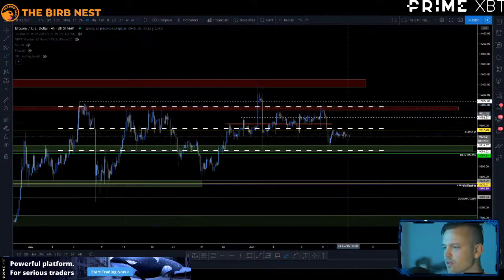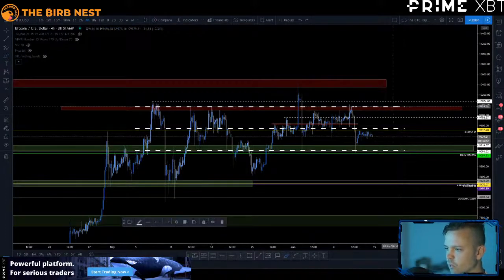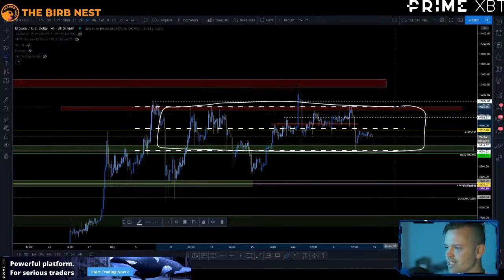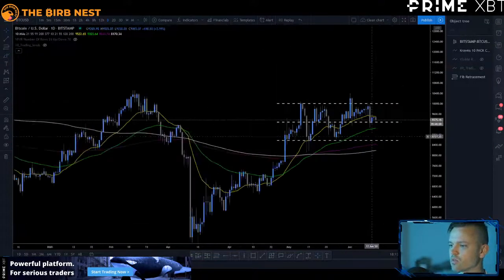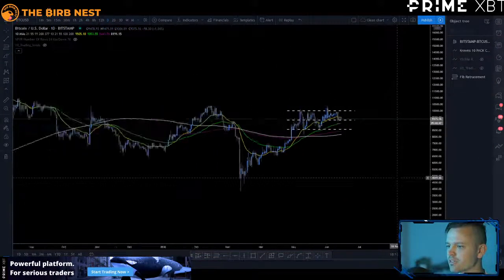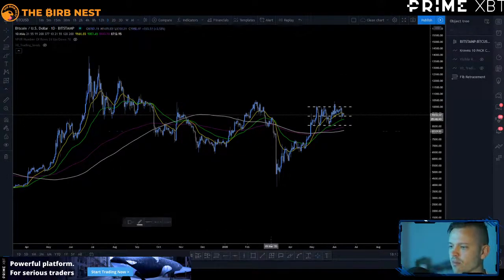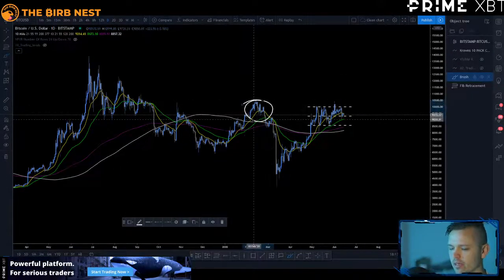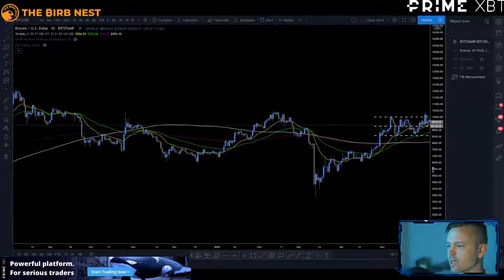But like you're seeing right now, we're only ranging, right? On the lower time frames, we're ranging in this area, and on the daily we're ranging in this area. So this is just a range right now, and this could be distribution, right? Just like we had up here, we had higher lows and higher highs, then we had a break in market structure, and we started seeing lower highs and lower lows.